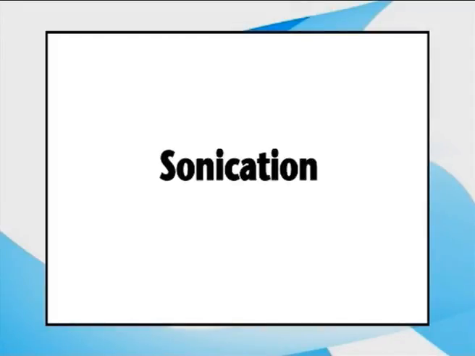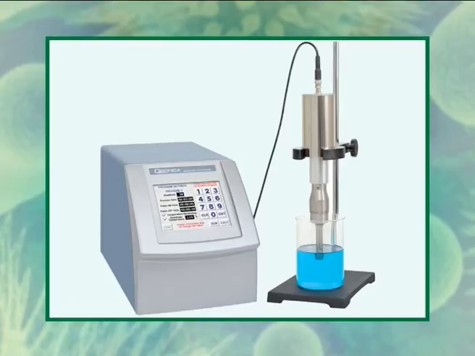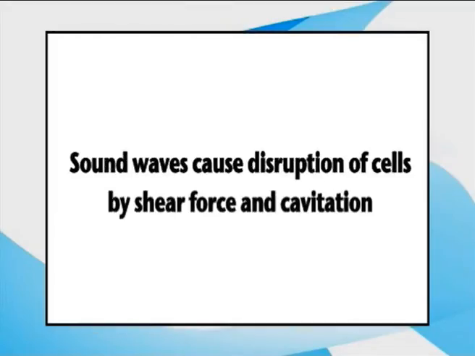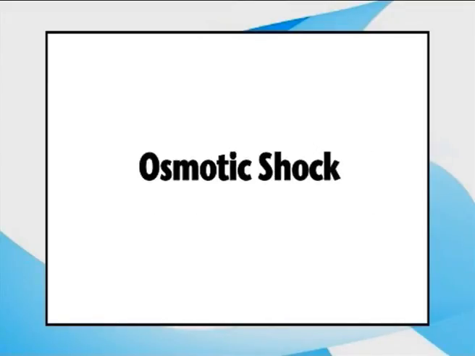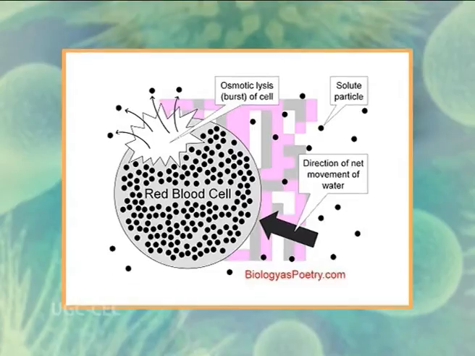Sonication. This method is ideal for a suspension of cultured cells. It involves breaking open the cells using high-frequency sound waves. Sound waves cause disruption of cells by shear force and cavitation. Osmotic shock. In this method, cells are broken by subjecting them to osmotic shock. Cells are allowed to swell up and explode by placing them in hypoosmotic buffer.